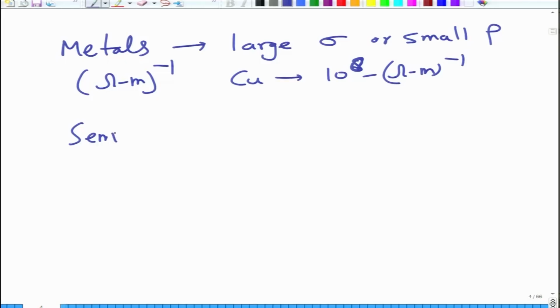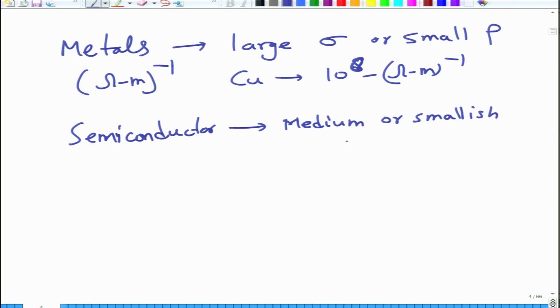Semiconductor on the other hand, will have electrical conductivity somewhere in between, so they will have medium, or you can say smallish sigma. So this would vary anywhere from 10 to the power minus 1 to 10 to the power plus 2 or 3 ohm meter inverse.